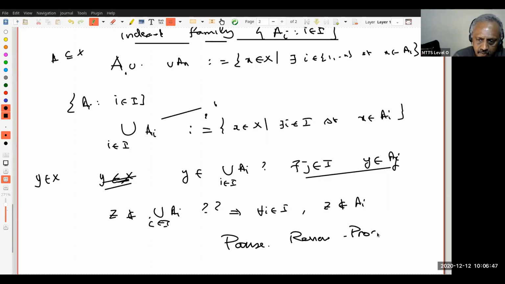Now we are taking away the intuition and replacing it by precise logic. We are giving a very precise way so that we can argue carefully. If z is not in the union, that means whatever i I take in the indexing set, can z be in A_i? No, it cannot be, because if z is in A_i, it will be in the union according to our definition.